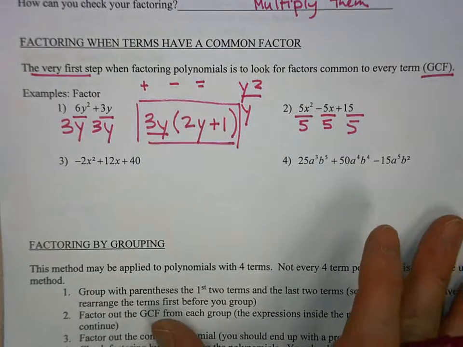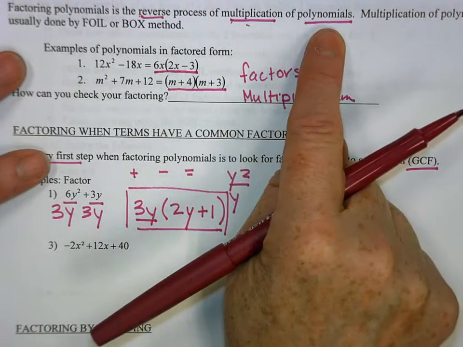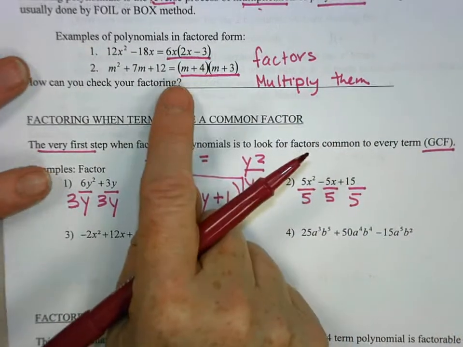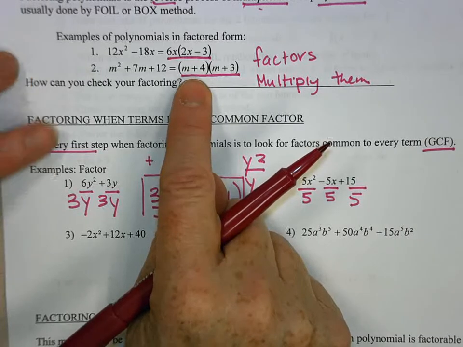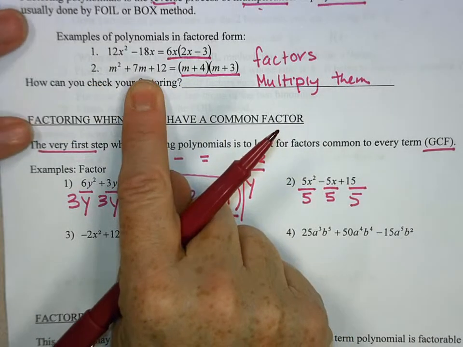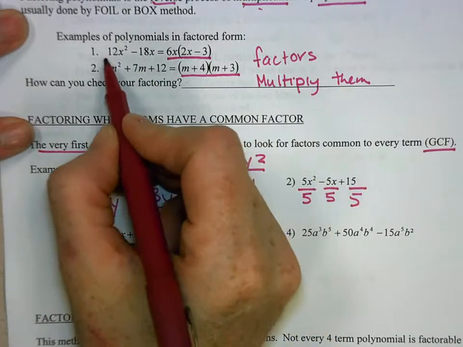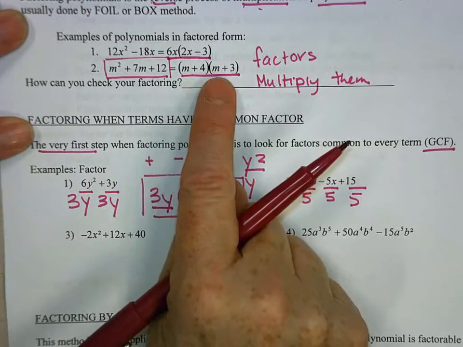So we are factoring. Factoring is the reverse process of multiplying polynomials. Here we have a problem we want to factor. If I were to multiply these two pieces together, I would get this piece. What factoring is, is starting with this piece and getting the pieces, m plus 4 and m plus 3.